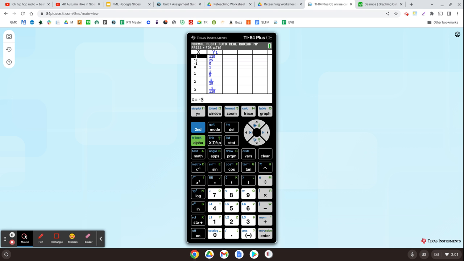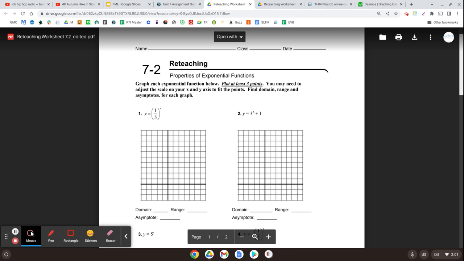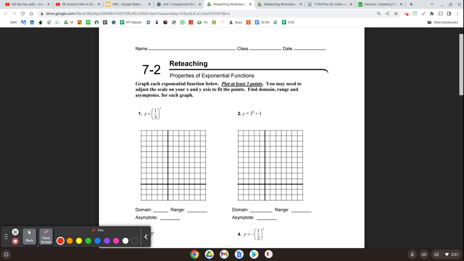Okay, so we can handle -1, 5 for sure. And then we can handle 0, 1. And then we can handle 1, 1/5. So that's probably enough to give us a good sketch. Now, how do I graph that? It's getting closer and closer and closer to this line, but it's never going to touch it. That's what an asymptote is.